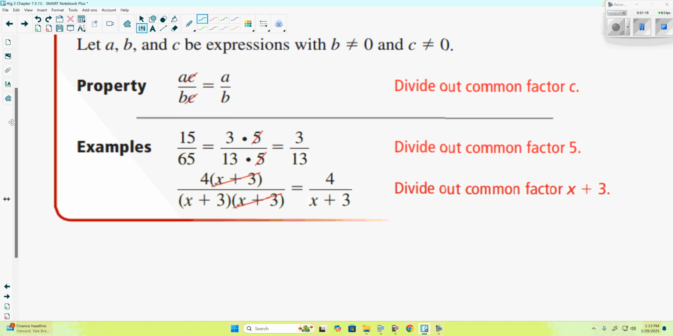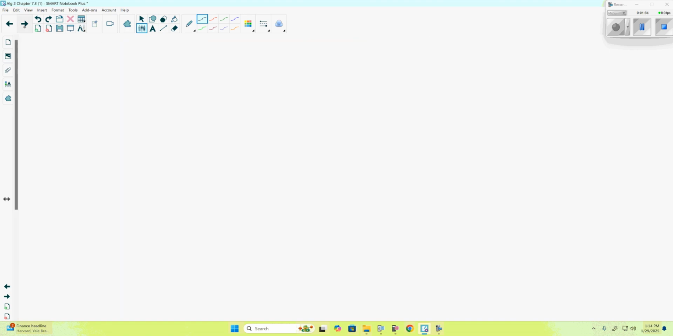Same thing's true with expressions. If we look at this first example here that they gave us, top has x plus 3, the bottom has x plus 3. Since it's in common on top and bottom, it would reduce out. It becomes 1, leaving us 4 over x plus 3. We're dividing those common factors out. We're removing those common factors out.